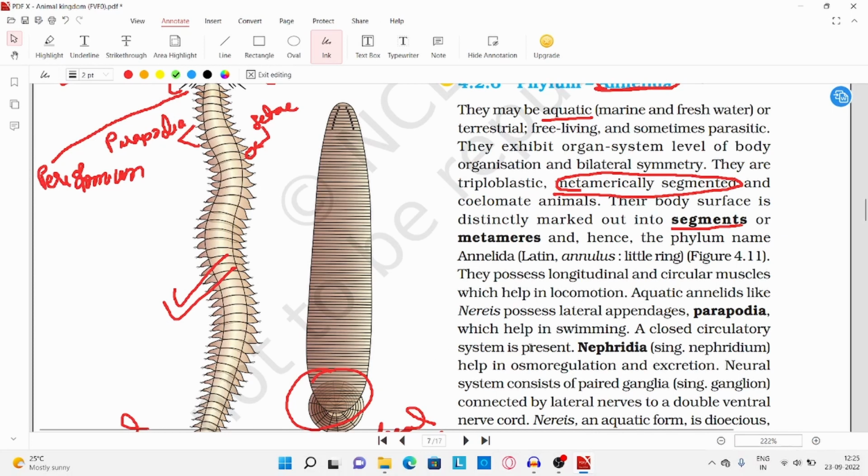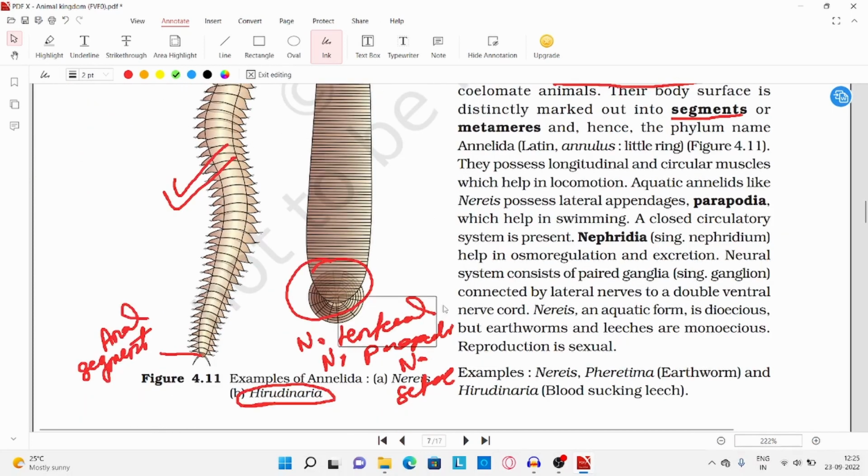Next, a closed circulatory system is present. Nephridia is a structure which is present in annelids which helps them in osmoregulation and excretion. The neural system consists of paired ganglia. Now, the excretory system and neural system of annelids and arthropoda are important from the board's point of view and also from the NEET point of view. They always ask this question.